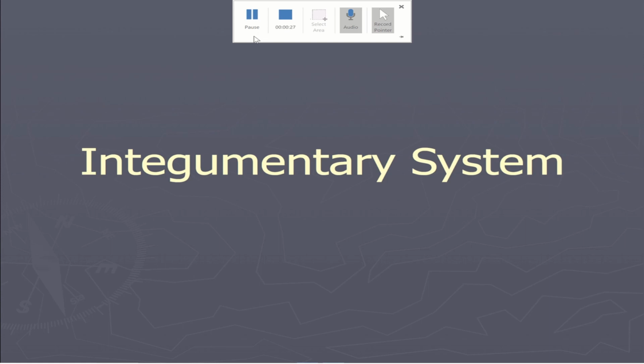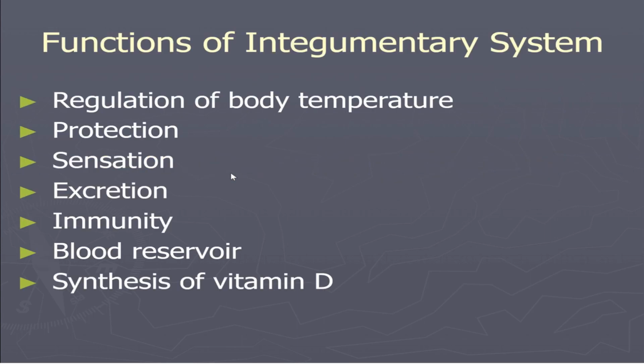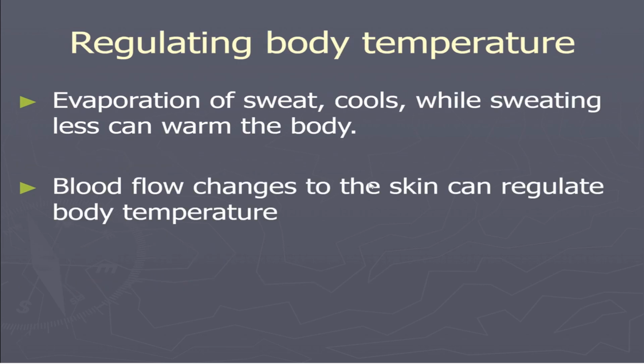And so it's a really nice way to bridge between more complex systems and thinking about the body in terms of tissues. So let's start with the functions of the integumentary system. Now, this is just a quick list. We're going to talk about each of these in detail in just a second, but just so you can see what's going on. So, regulating body temperature.